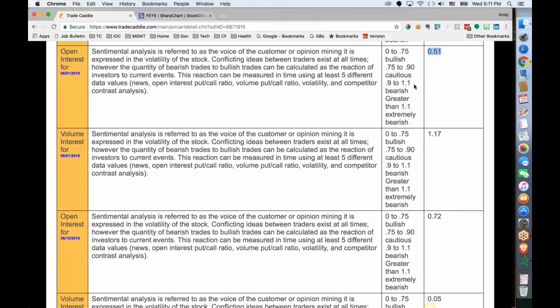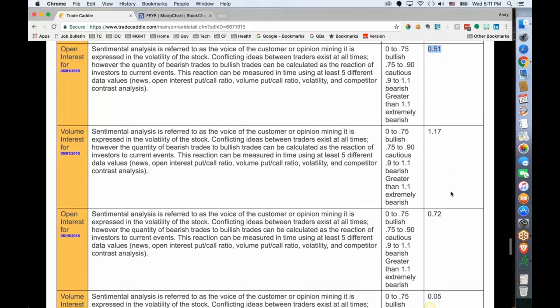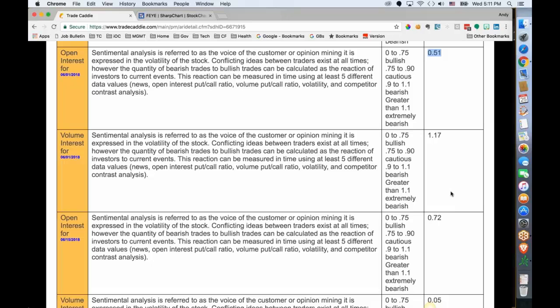We're now at 1.17 and a 0.72. Notice the day traders, being the volume, 1.17. They're the most negative here. They've consistently been bearish on this, where the spread traders are staying pretty bullish on it. So 0.72 is still in the bulls for the open interest for June.